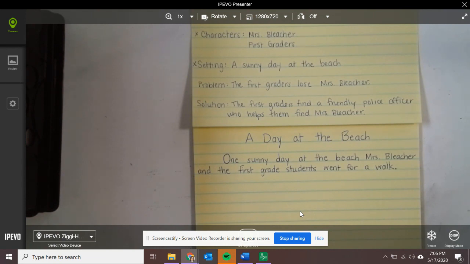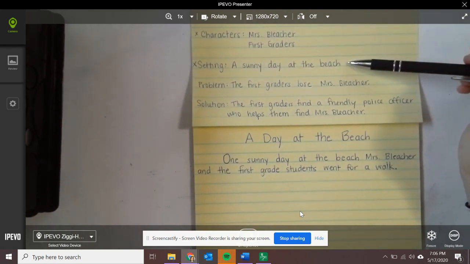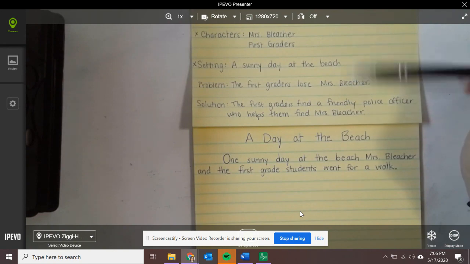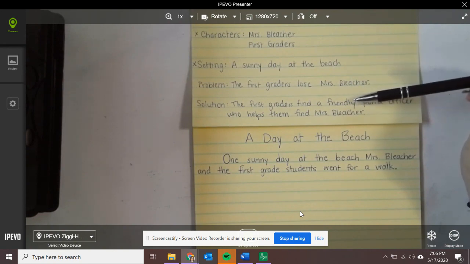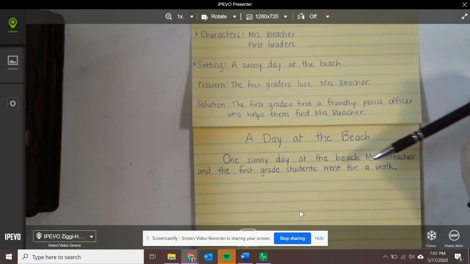So remember, your story is not going to probably be about Mrs. Bleacher and first graders. Your story is not going to be on a sunny day at the beach because you made up your own ideas last week. So make sure that you're using your own ideas when you're writing your first sentence. If you need help, please reach out to your teacher. Please comment. We will be more than happy to help you. Also, feel free to take a picture each day of your writing. We'd love to see the progress and make sure you're on the right track.